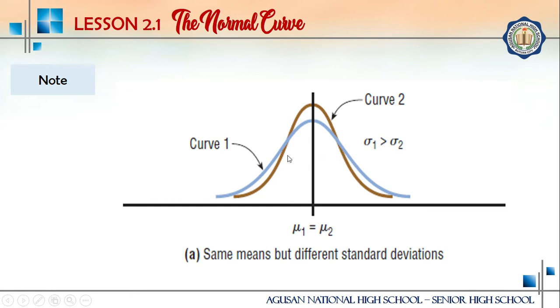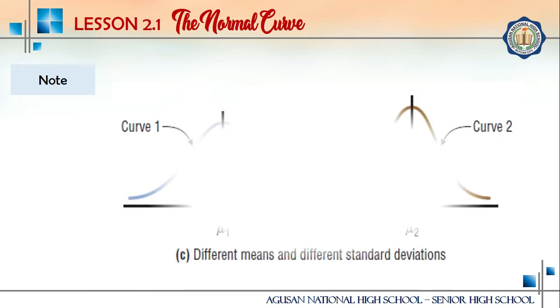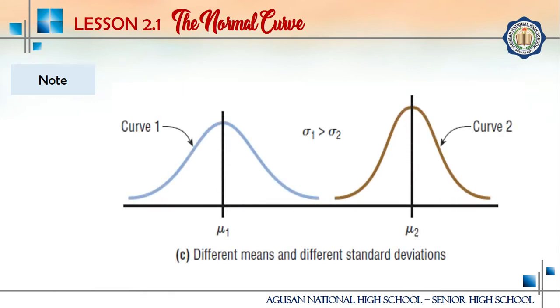Next, another two normal distributions, but notice they have the same standard deviation. So therefore, the graph is also the same. The difference is they have different means, right? Next, different means and then different standard deviations. So let's have now an example on how to use the empirical rule and how to sketch a normal curve.